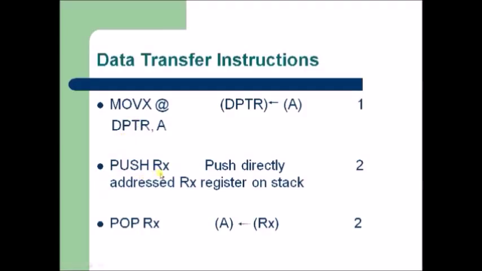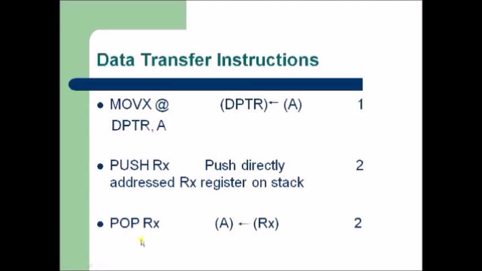Now PUSH Rx: push the directly addressed Rx register onto the stack. Here Rx indicates an address, the address of a register. For example, if I want to insert the data item present in the R0 register of bank 0 into the stack, then I have to use PUSH 00, which means the contents present in location 00 will be inserted onto the stack. So PUSH Rx, here Rx indicates the directly addressed Rx register.